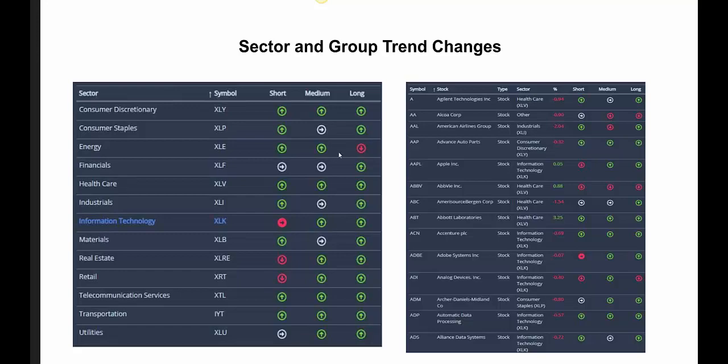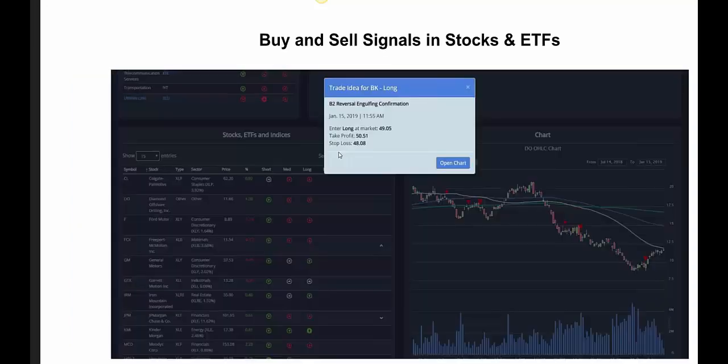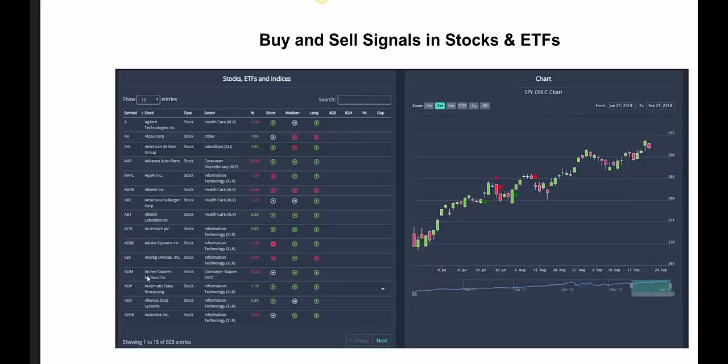So once we know which sectors and groups are going bullish or bearish, then we're going to look for the actual buy and sell signals in stocks and ETFs, and let the best of them pop up on your screen with an entry point, an initial profit target, and a stop loss. Just so you guys know, it's literally all right there in your face.